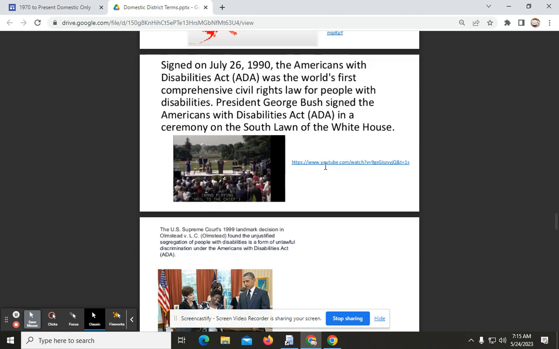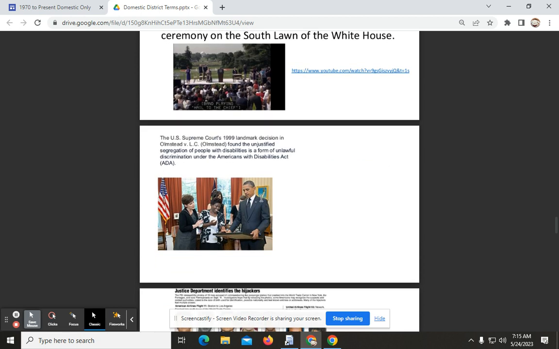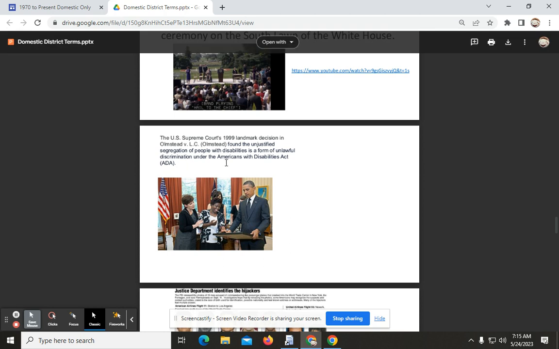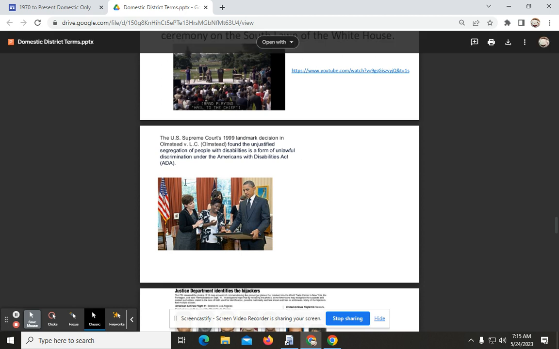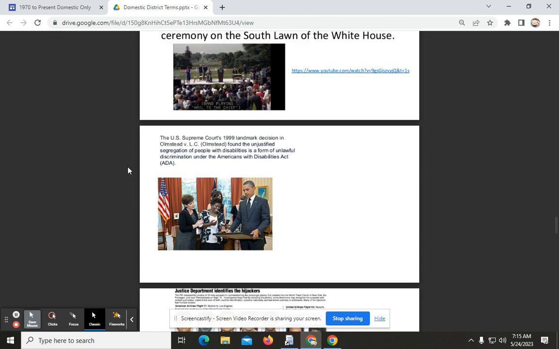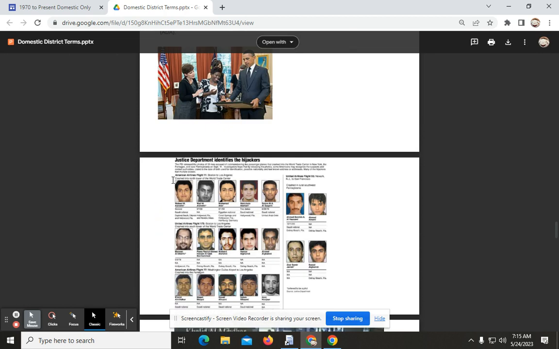In the 1990s, the ADA was signed, and this was going to allow civil rights for people with disabilities. One of the challenges to this was Olmstead versus L.C., where they're looking at segregation of people with disabilities. And normally, when we think segregation, we primarily think about racial segregation, but is it segregation if you are isolating people with disabilities? That seems to be the question here.